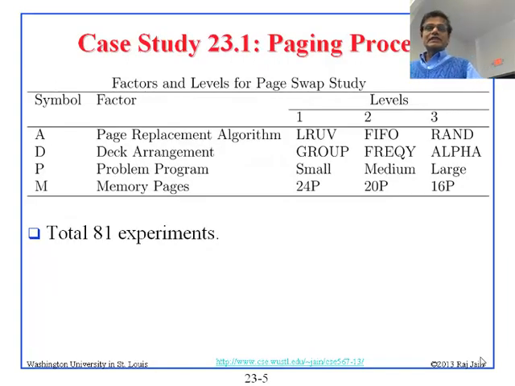I will do this with a study. This is a real study. We have 4 factors: page replacement, deck arrangement, problem program, and memory page size. There are 4 factors, and each of them has 3 levels. So this is nothing to do with 2 raised to 4 or 2 raised to 3. This is just general, like a 3 raised to 4 design in some sense. There are 3 replacement algorithms, 3 deck arrangements, 3 programs, 3 memory page sizes.